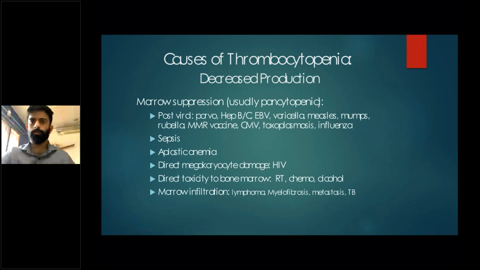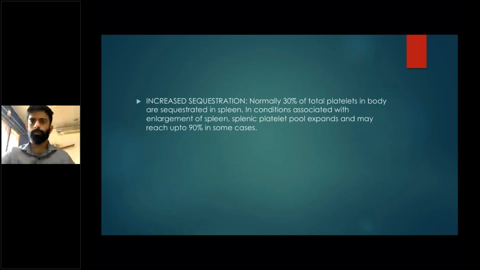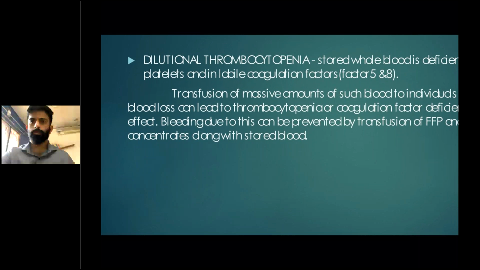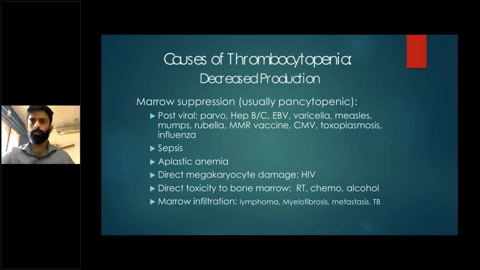So the causes of thrombocytopenia are decreased production, increased destruction, other causes, and pseudothrombocytopenia. So first one is decreased production. There has to be a decreased production, there has to be an increased destruction, or there has to be another cause which will again lead to thrombocytopenia. So first one is decreased production. This is the more common cause in terms of younger age groups. So the first one is marrow suppression.